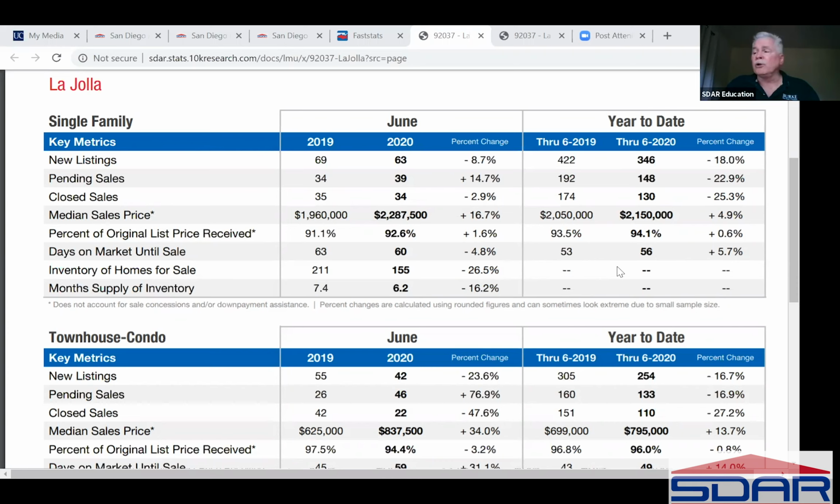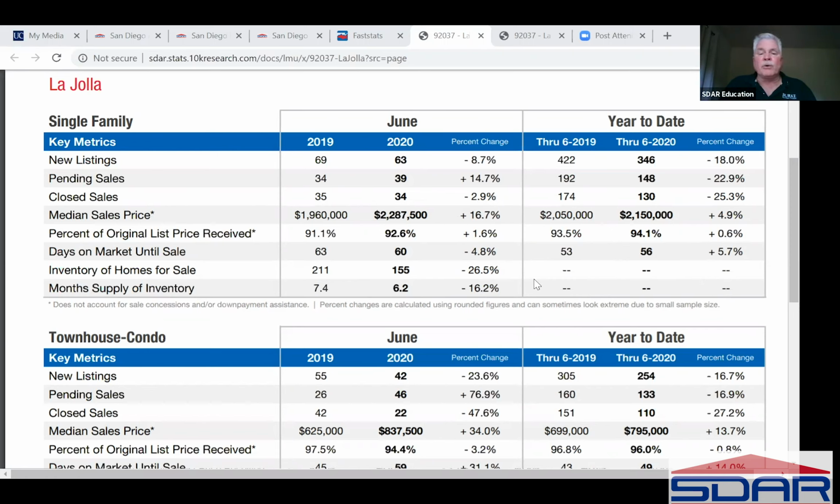But folks, let me tell you, I'm looking at people's leaderboards and I'm seeing amazing transactions happening. So make sure you're getting a piece of that action. Year to date is up 0.6%, up 5.7%. Days on the market, so it's increased a little bit. I think that's actually a pretty good number.